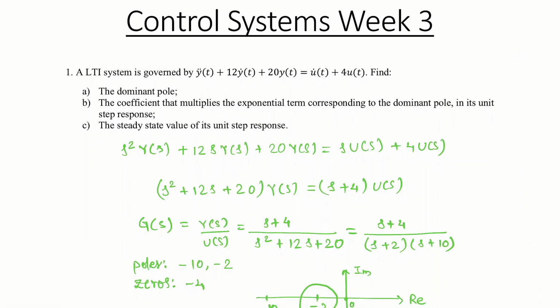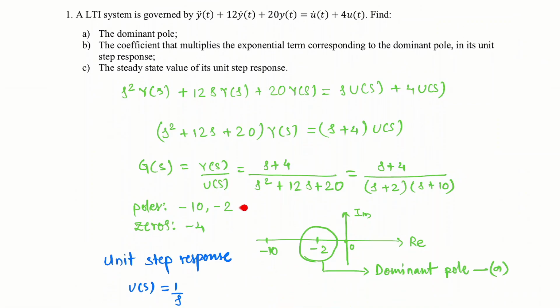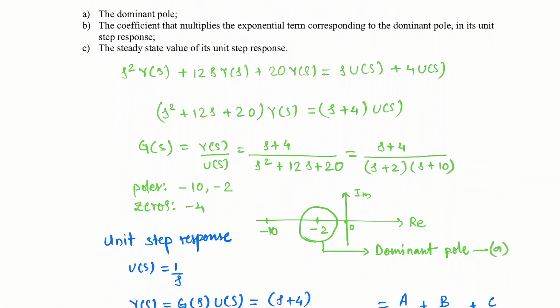After factorizing the denominator polynomial, the poles came at minus 10 and minus 2, and the zero was at minus 4. So the dominant pole for an LTI system is the one which is closer to the origin or the imaginary axis. In this case, it is minus 2. What do I mean by a dominant pole? This particular pole would dictate the system response. So if we take individual terms and draw the response coming from each term, the resultant response would look very much closer to that of the dominant pole.